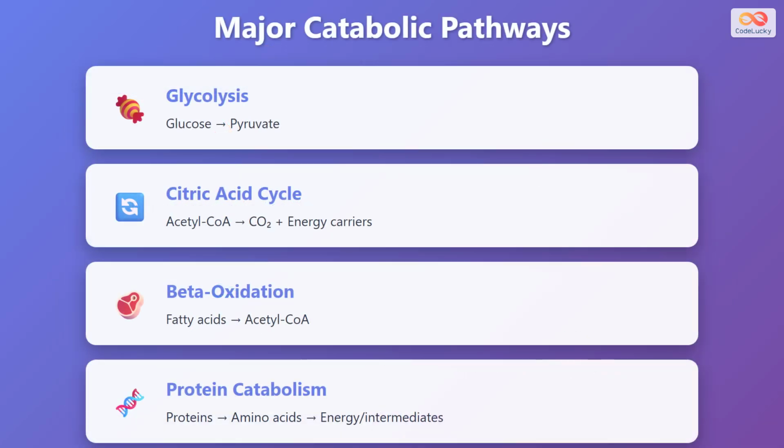There are four major catabolic pathways in human metabolism. Glycolysis breaks down glucose into pyruvate. The citric acid cycle, also called the Krebs cycle, converts acetyl coenzyme A into carbon dioxide and energy carriers. Beta-oxidation degrades fatty acids into acetyl coenzyme A molecules. Finally, protein catabolism breaks down proteins into amino acids, which can then be further processed for energy or converted into metabolic intermediates.